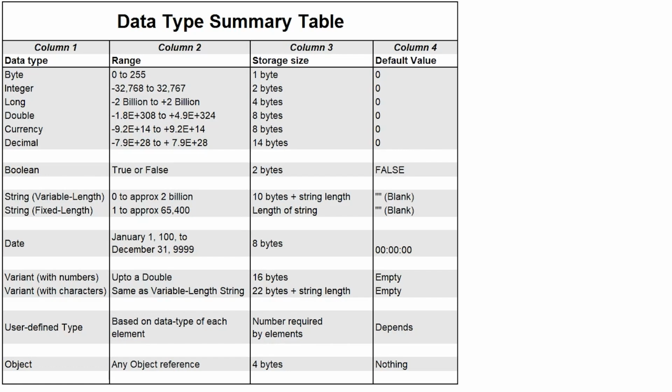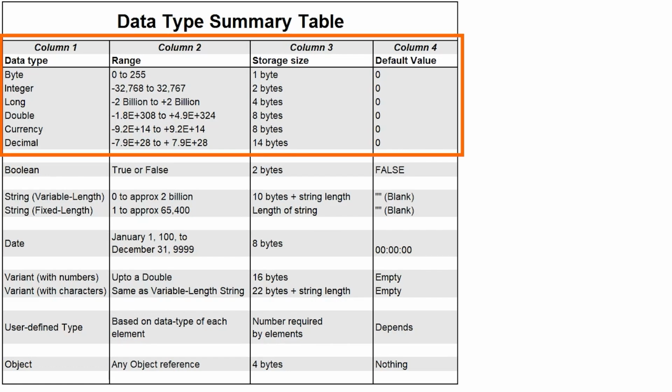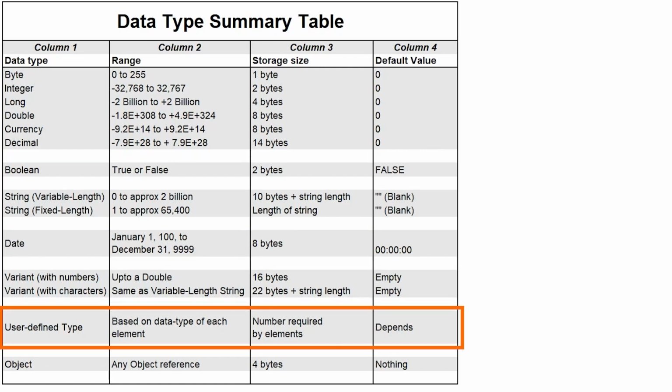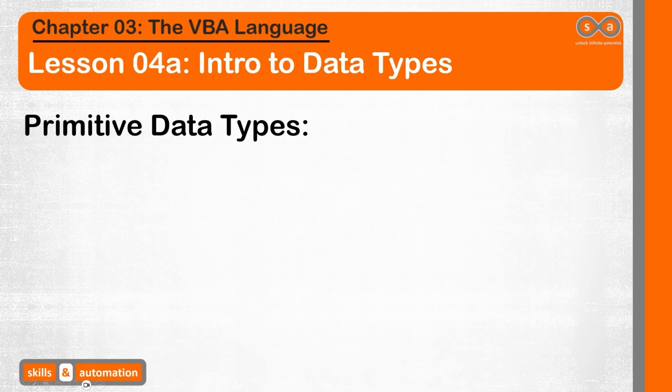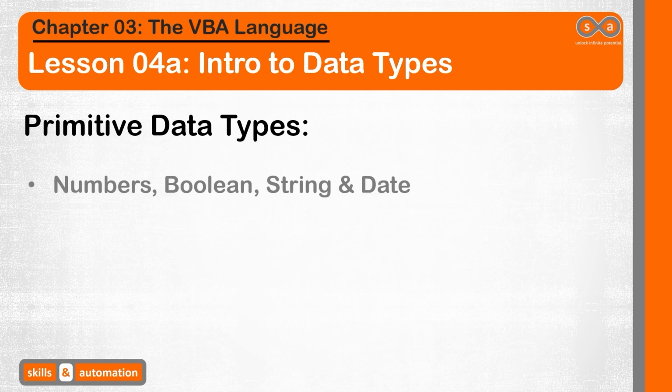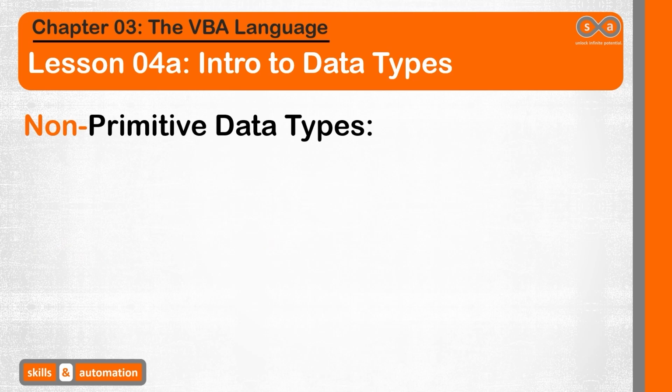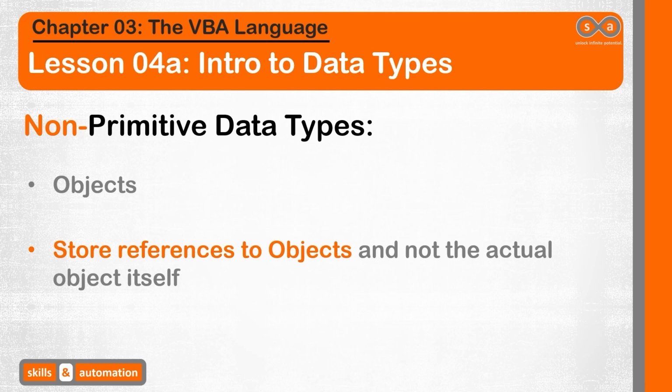We can see a grouping of data types in the table. The first group is the numerical data types. Then we have boolean, string, date, variant, user-defined types, and object. Numbers, boolean, string, and date are basic data types, also called primitive data types. A primitive data type stores the actual value directly in the computer's memory. Non-primitive data types represent complex values such as an object. These data types store references to objects and not the actual object itself.